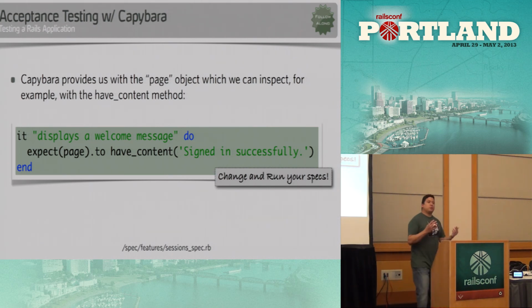You can also scope those searches. So I can say within a specific div or a specific span in my page, then look for some content. But in here, I just went to the whole page as a global object. So I'm saying expect the page to have the content sign in successfully.